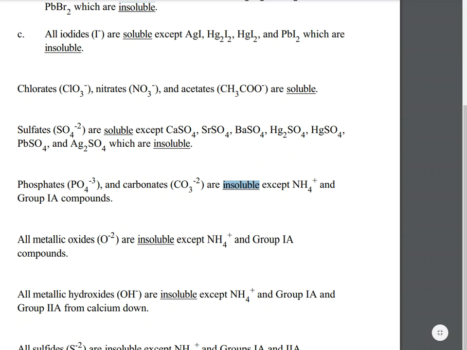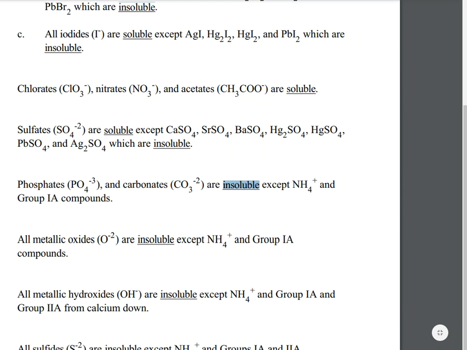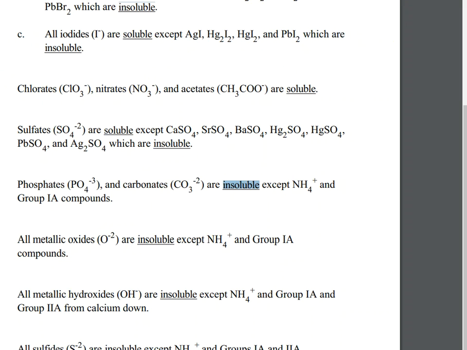No precipitate will happen. Something out of group 1, well, let's pick sodium again. All right, so if sodium pairs up with OH for sodium hydroxide, that is soluble in water. Group 2A calcium down. So here's calcium and on down. If I pick calcium and I pair it up with OH to give me calcium hydroxide, this will be soluble. It will stay dissolved in solution. All other hydroxides, though, they all behave the same way, and they are insoluble, which means a precipitate would form.